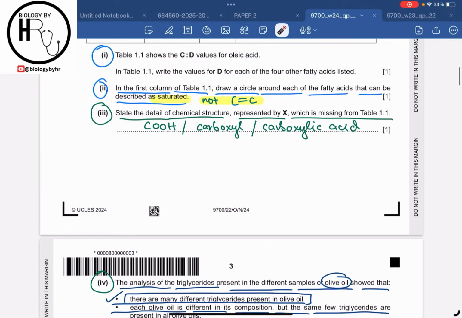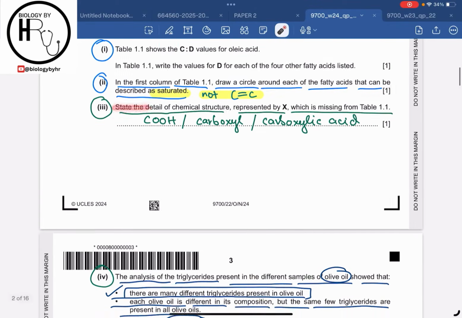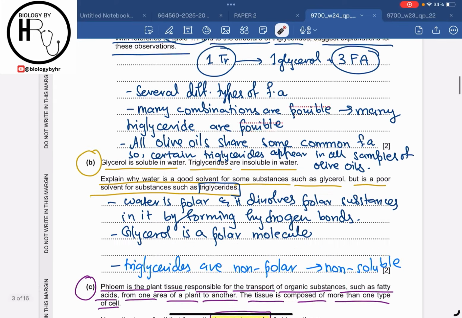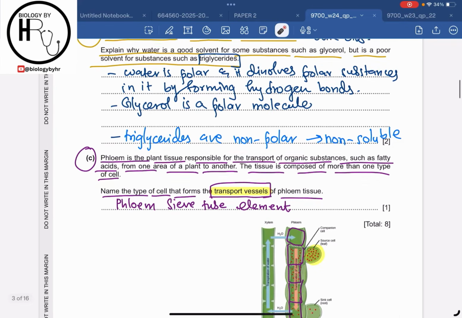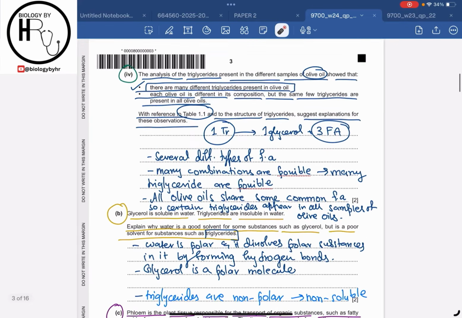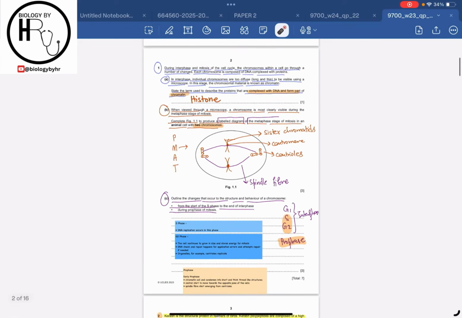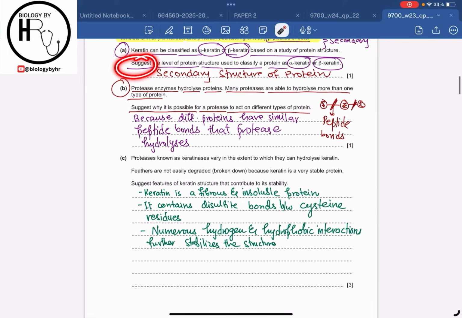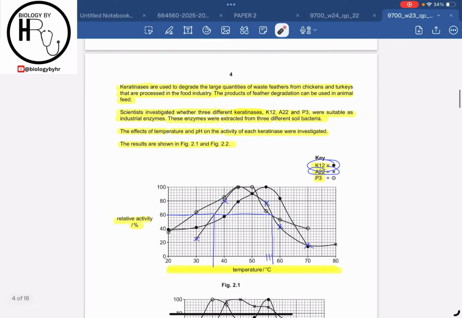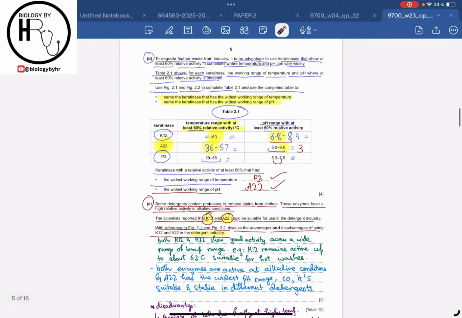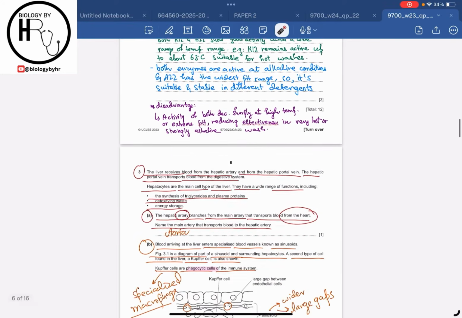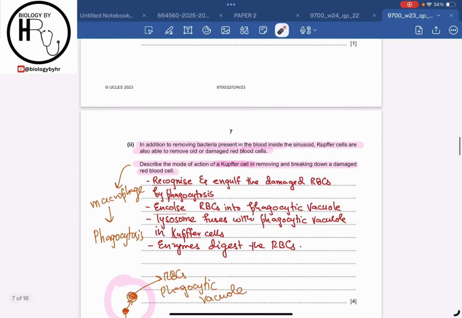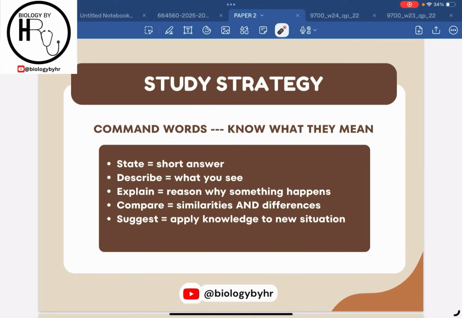Now if you see over here, you can identify the command words like state with reference to table 1.1, suggest, explain; these are the command words. Similarly, if I take you to another paper over here, you can also see command words like suggest. These suggestive questions are also a type of question asked in your paper. Then you have to name, right? You just simply have to write the name over here. Then you have to describe; these are the command words.